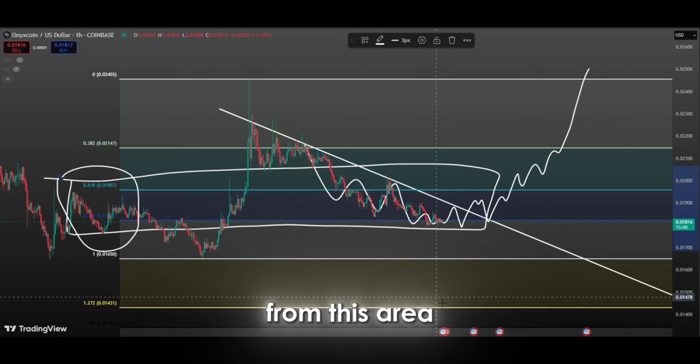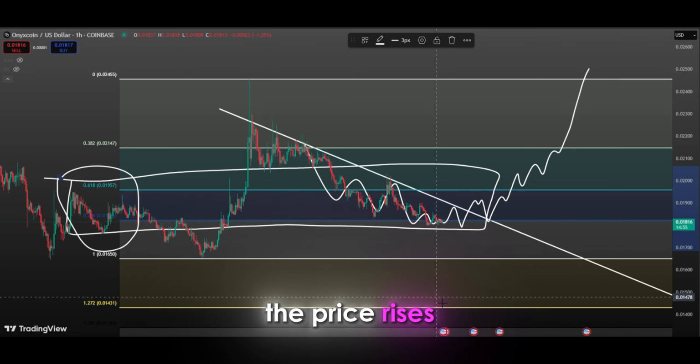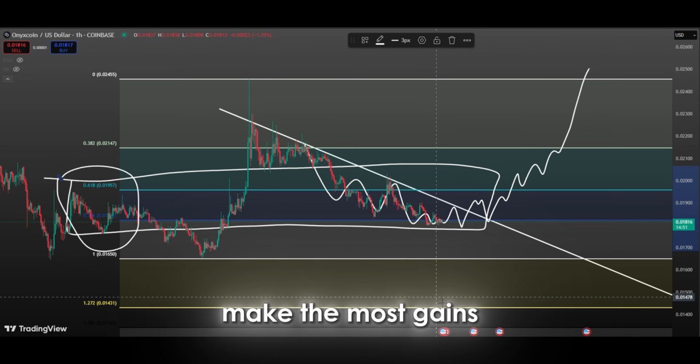A possible rebound from this area could signal the start of the third Elliott wave. According to Elliott wave theory, the third wave is usually the strongest and most voluminous. During this wave, the price rises more aggressively than during the first wave, and the direction of the market is much clearer. Moreover, this is the period when traders make the most gains.